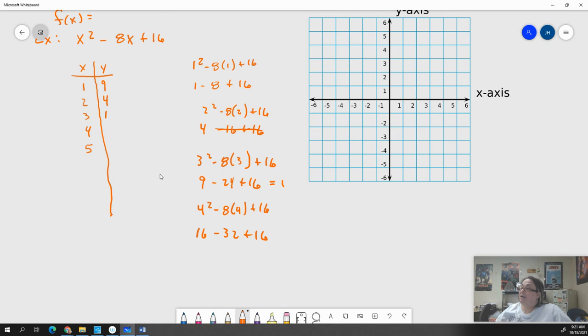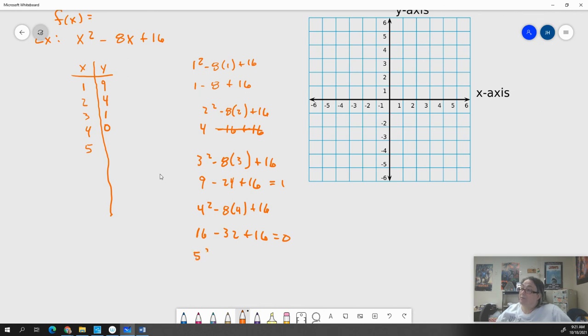Plus 16. Fancy that. 16 plus 16 equals 32. So I have 32 minus 32, which equals 0. So we found our intercept, but we have to keep going till it starts coming back up.